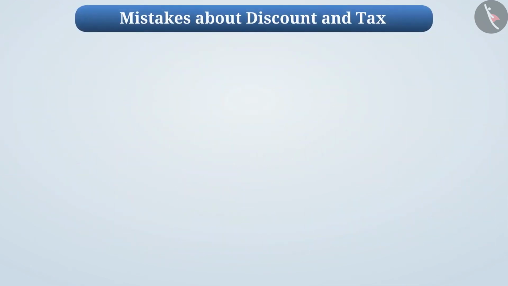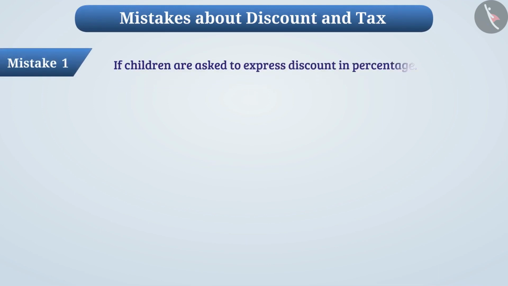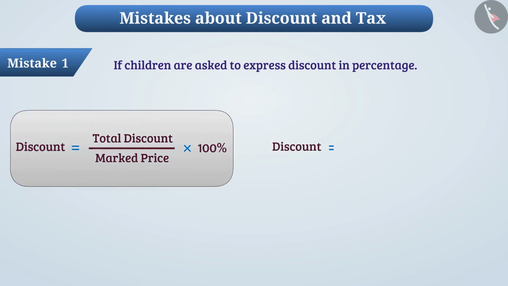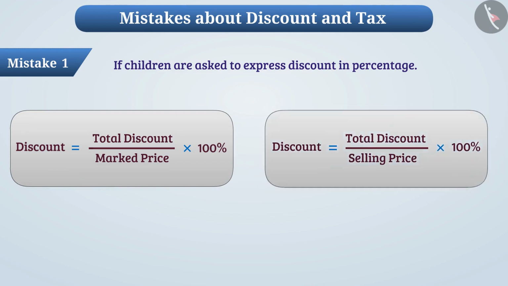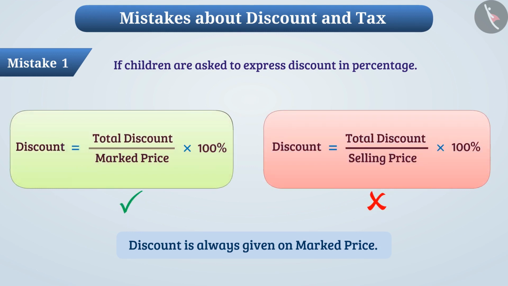Now, let's see some mistakes. Mistake 1. If children are asked to express discount in percentage, then children cannot decide if discount is equal to total discount divided by marked price multiplied by 100%, or discount is equal to total discount divided by selling price multiplied by 100%. Keep in mind that discount is always given on the marked price. That's why we find discount on marked price. That is, the correct formula is discount is equal to total discount divided by marked price multiplied by 100%.